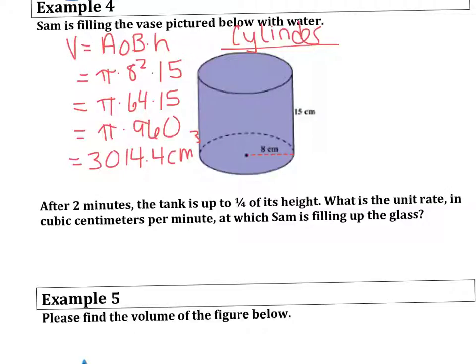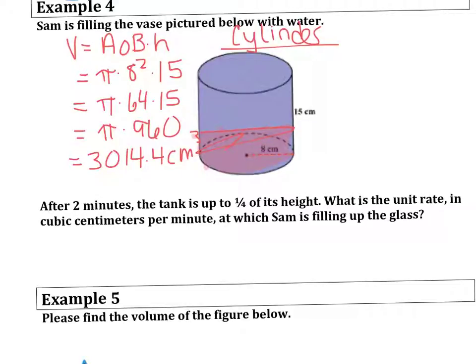Now remember, it's saying that after 2 minutes, the vase is filling up, but it's reaching 1/4 of its height. So we can imagine it's about right here when it's filled inside of there. So that's after 2 minutes time. So what we would now want to do is figure out, if it's only 1/4 of the way filled, what amount of volume is filled at that point in time? So to do that, we would do 1/4 of the volume.